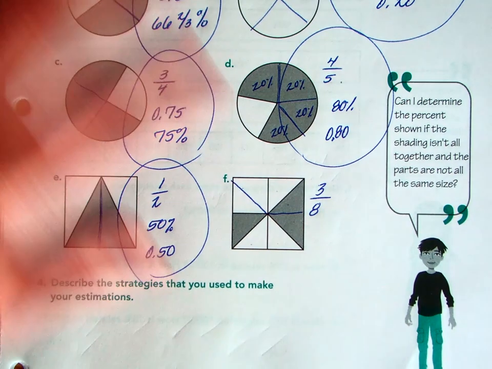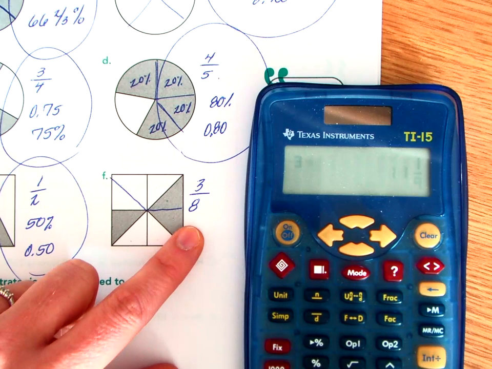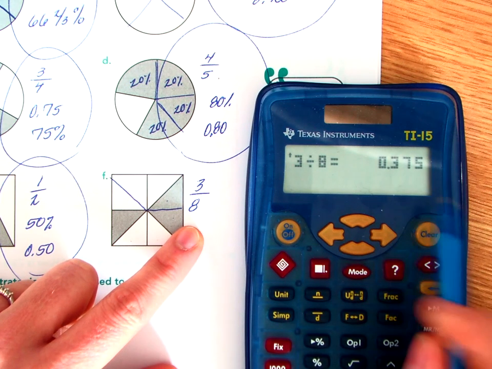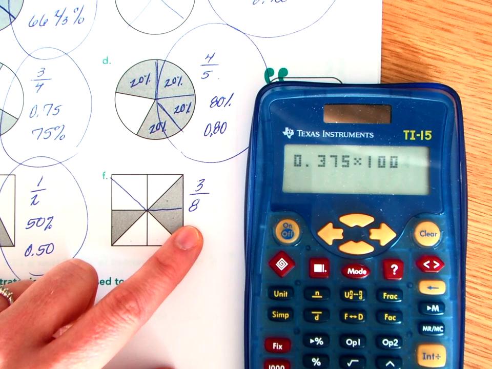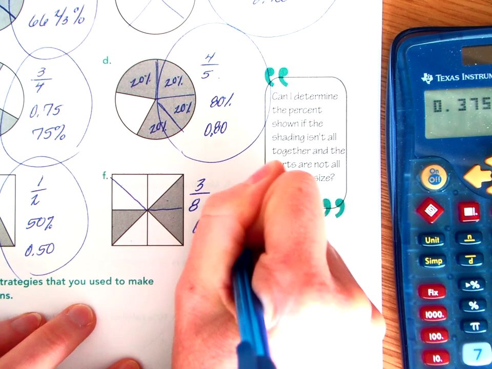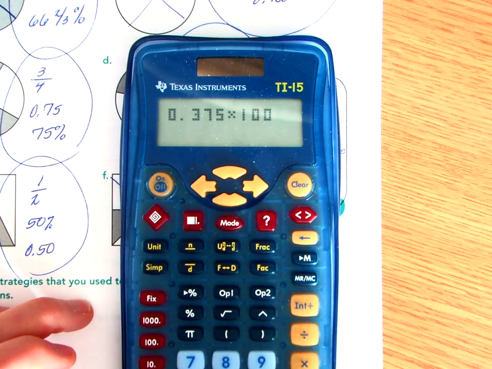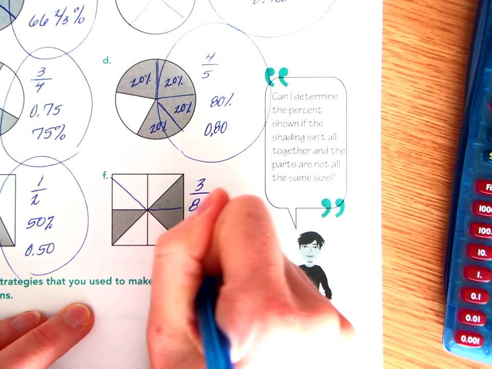This one we've worked with before in We Are Family, and it's not a friendly number. 3 divided by 8 is 375 thousandths. Multiply it by 100 to turn it into a percent. I'm going to write the decimal first, 375 thousandths. And then multiply it by 100, you're going to get 37.5%.